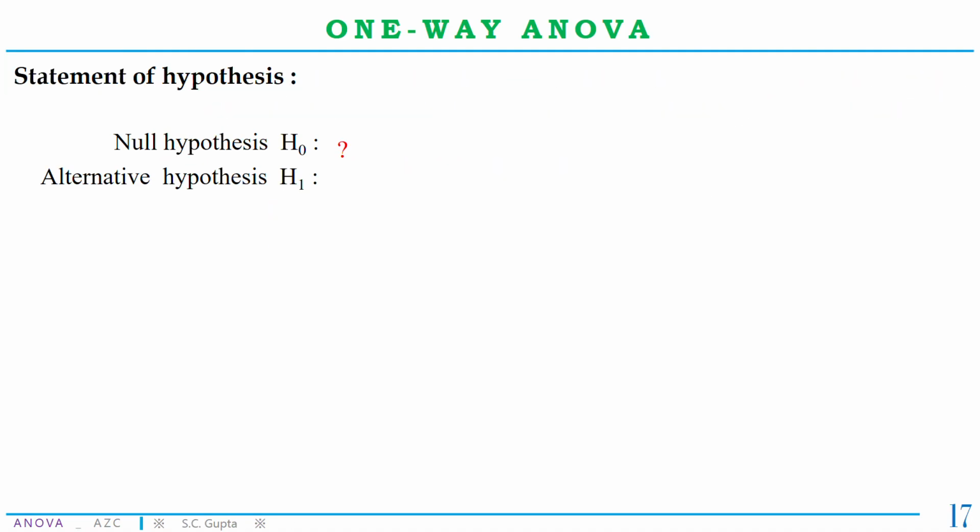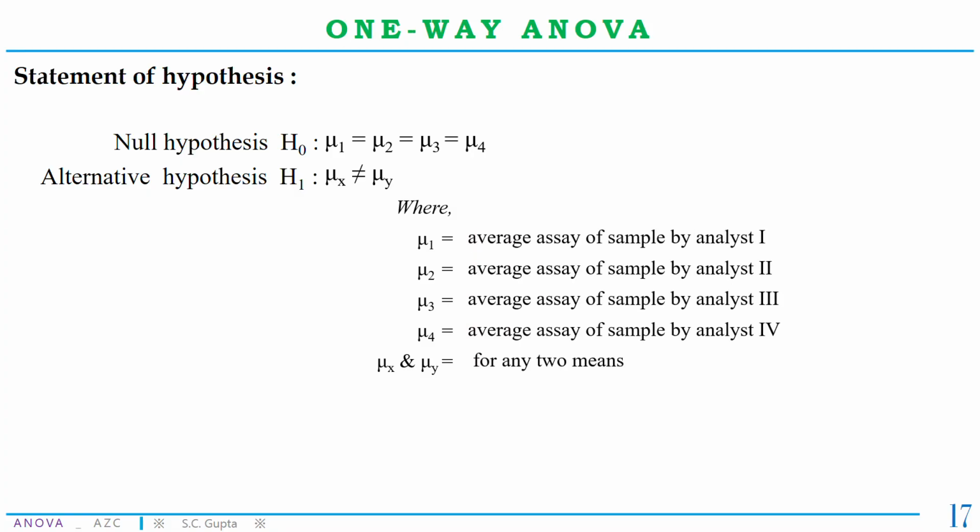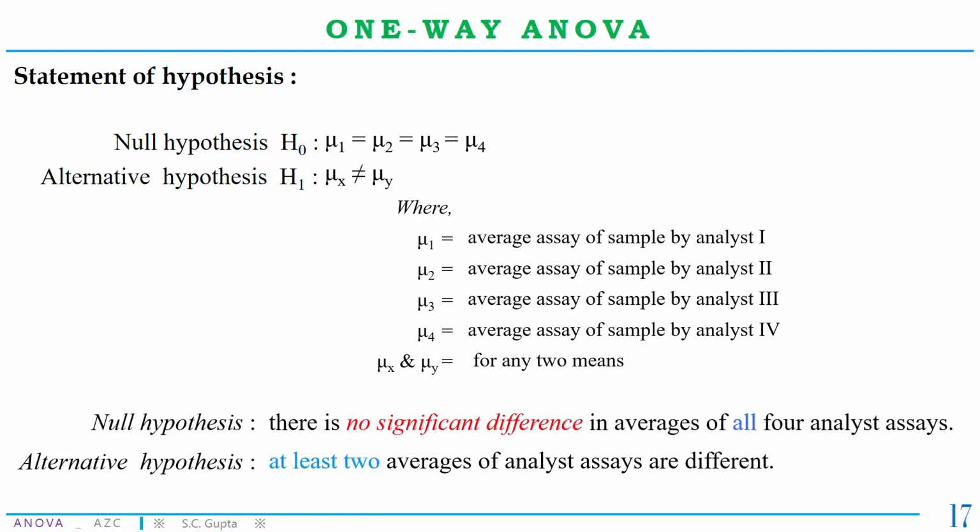Statement of hypothesis. Null hypothesis is μ1 is equal to μ2 is equal to μ3 is equal to μ4, and alternative hypothesis is μx is not equal to μy, where μ1 to μ4 are average assay of sample by respective analyst, μx and μy are for any two means. Null hypothesis is there is no significant difference in averages of all four analyst assays. Alternative hypothesis is at least two averages of analyst assays are different.